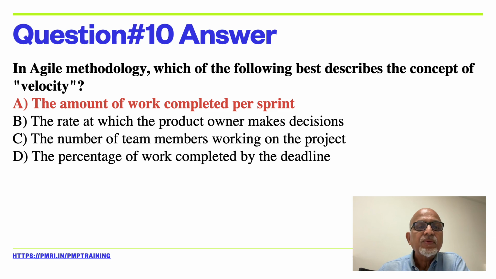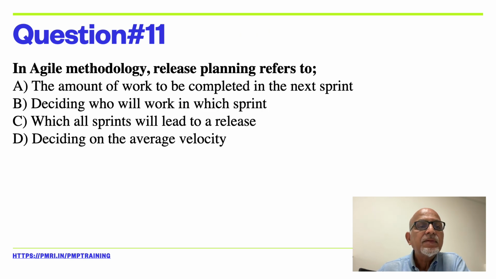Let us move to question number 11. In Agile methodology, release planning refers to option A, the amount of work to be completed in the next sprint. Option B, deciding who will work in which sprint. Option C, which all sprints will lead to a release. And option D, deciding on the average velocity.